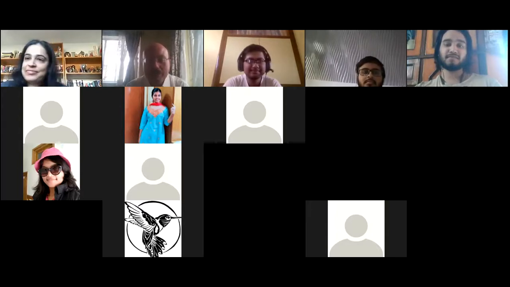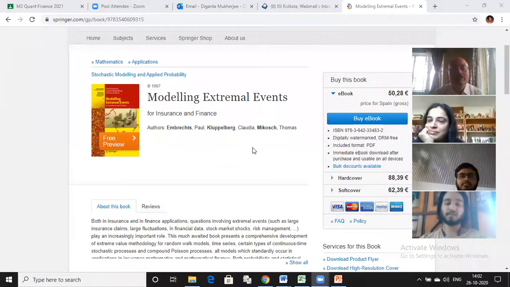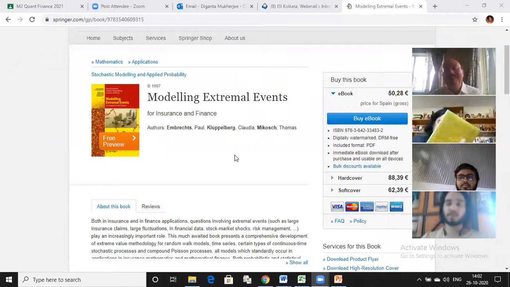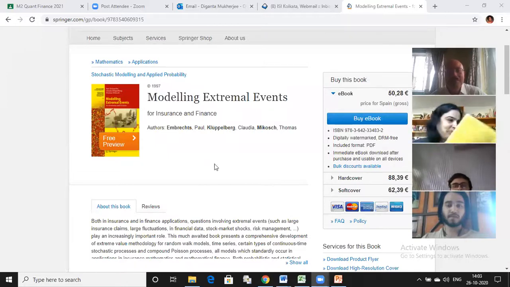So before we close, I will just share my screen for 15 seconds and show you three things. One is this book. Sanghamitra talked about extreme events, rare events, really big risk. So this, in my personal opinion, is still the best book. I think she is going to show you a physical copy. Yeah, I do have my physical copy. We both have similar ones. This is a very, very good reference.